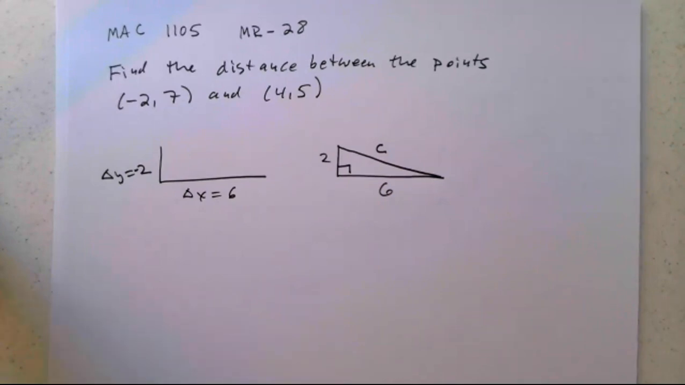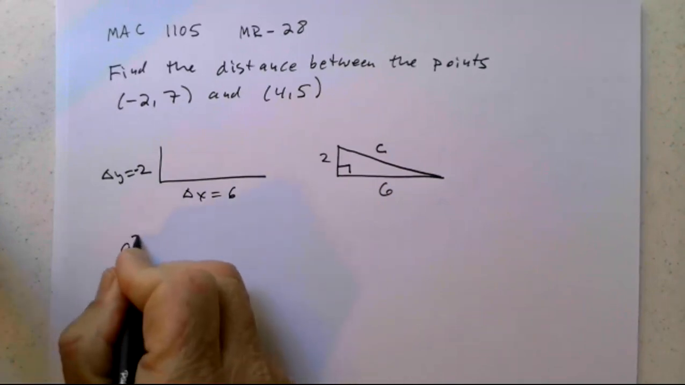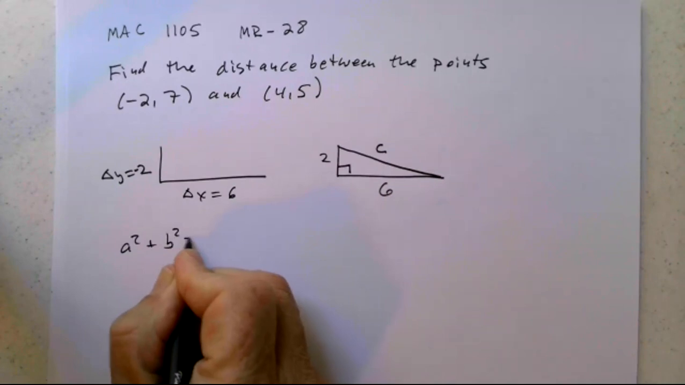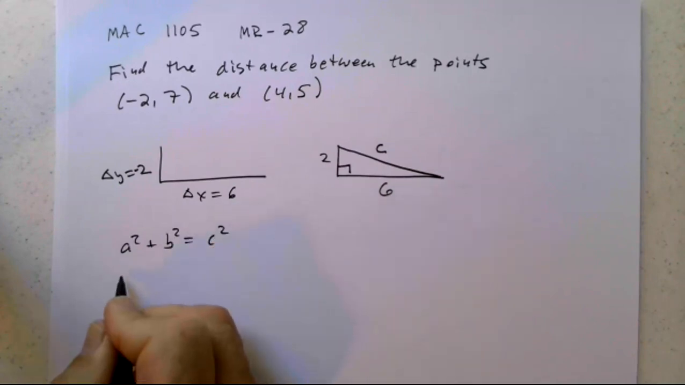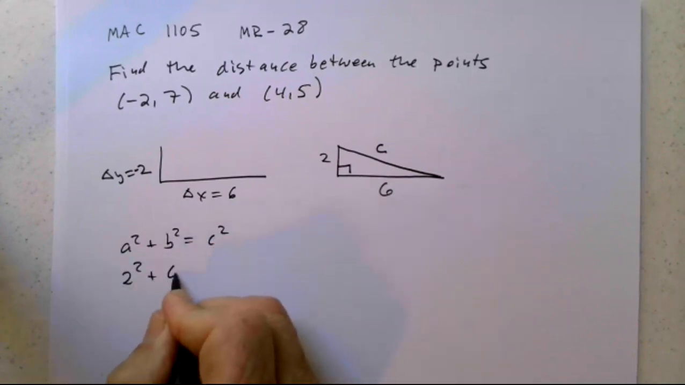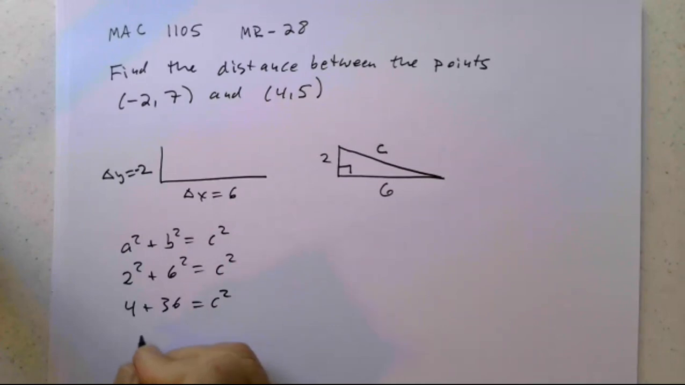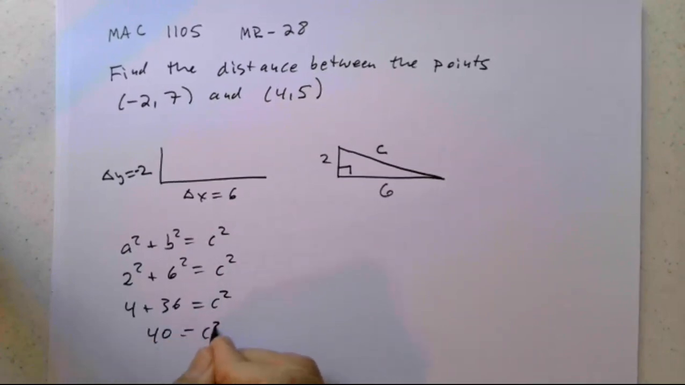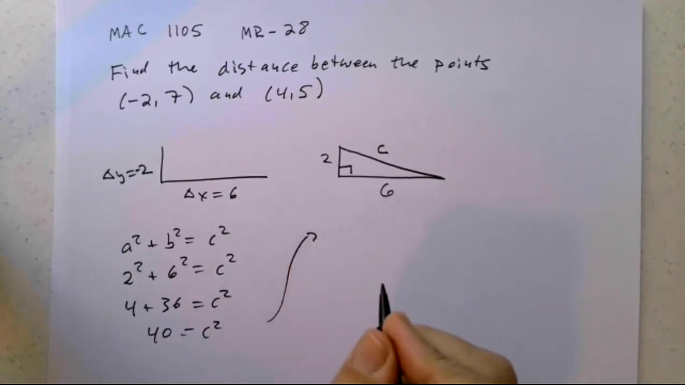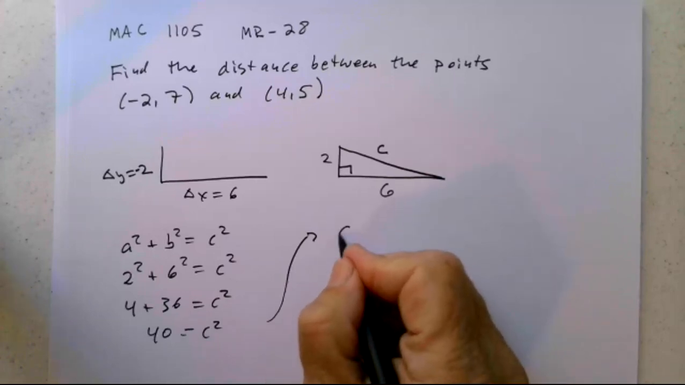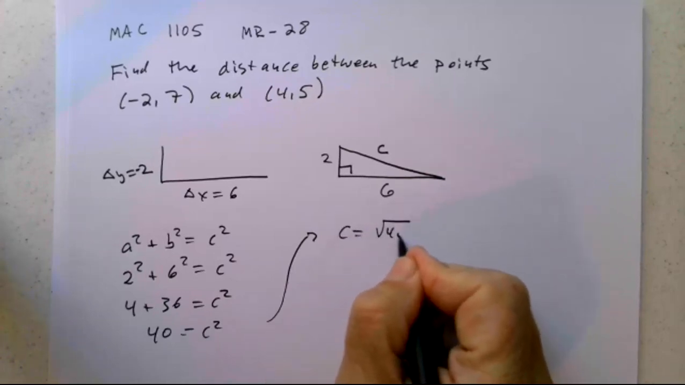So we know from Pythagoras that's a right triangle. We know a squared plus b squared is c squared. So 2 squared plus 6 squared is c squared. 4 plus 36 is c squared. 40 is c squared. Now c cannot be negative, so I don't need to say plus or minus. So c is just the square root of 40.